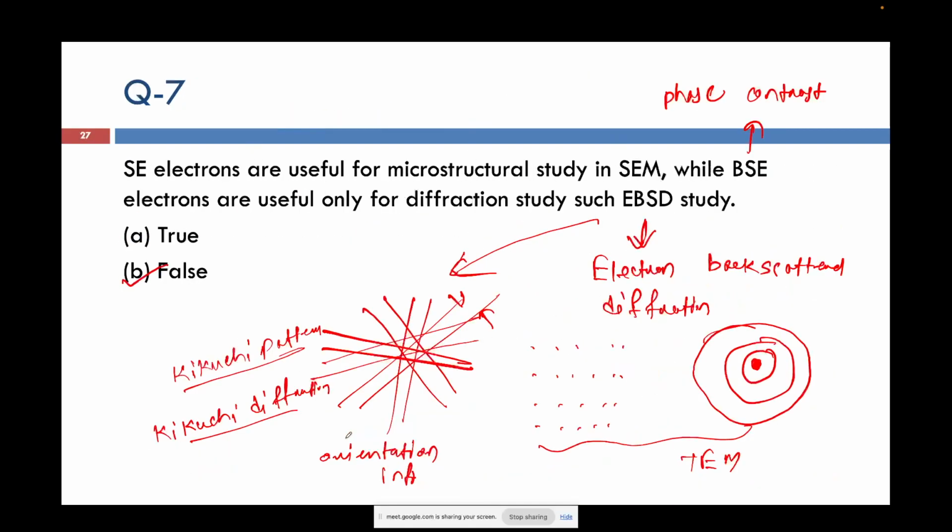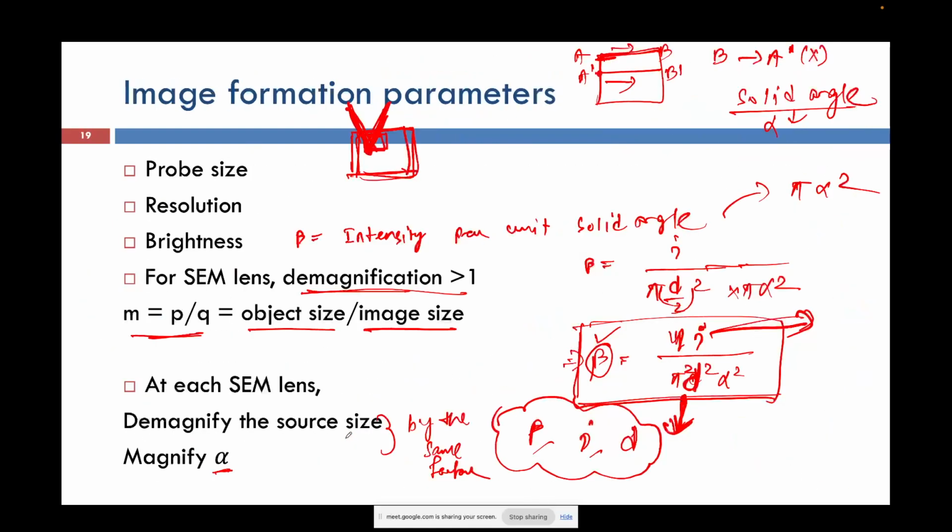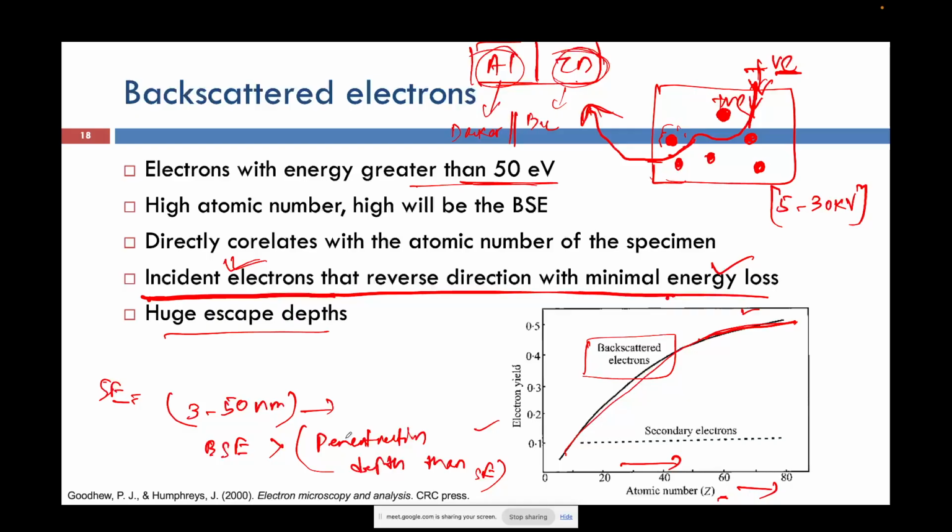I think I have shown it here. Yeah, here you can see the yield will be very high for this. As you increase the atomic number, the number of backscattered electrons will be increasing, while the number of secondary electrons is not increasing that much. They will be increasing, but this line is not perfectly parallel to this line. In the case of backscattered, you can clearly see the rise. That means more backscattered electrons will come out.